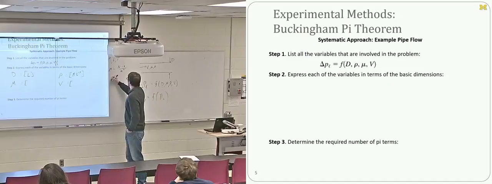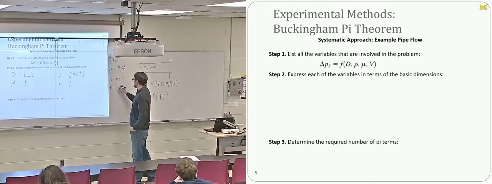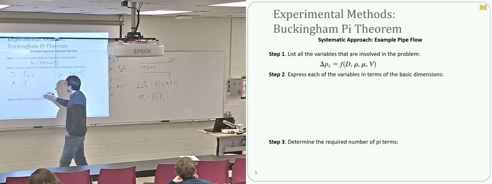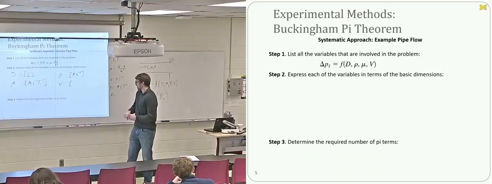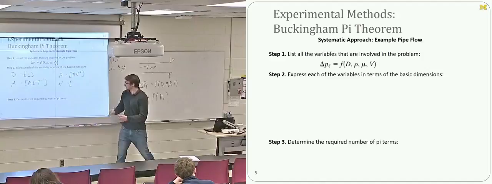But we need to replace this force with something having to do with mass, and because force has dimensions of mass, length, time to the -2, making this substitution is going to get us mass, length to the -1, time to the -1. Okay, and then velocity: length, time to the -1.